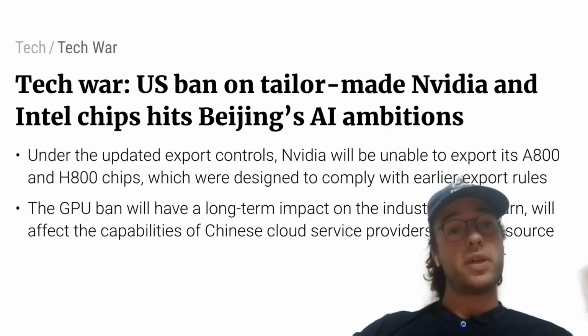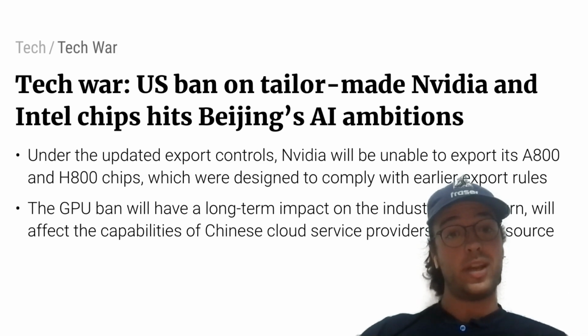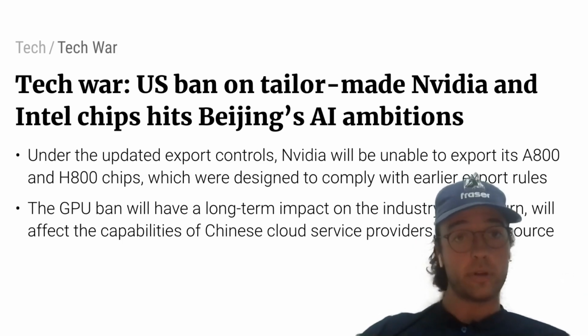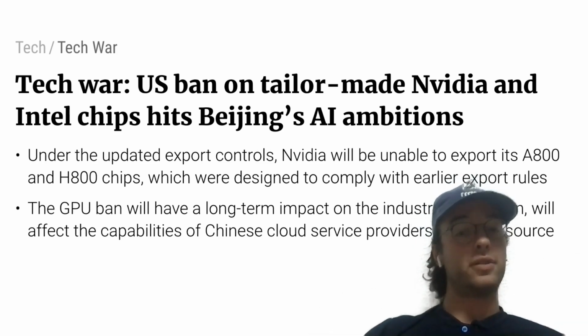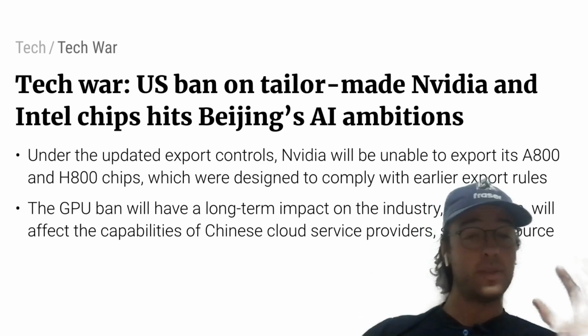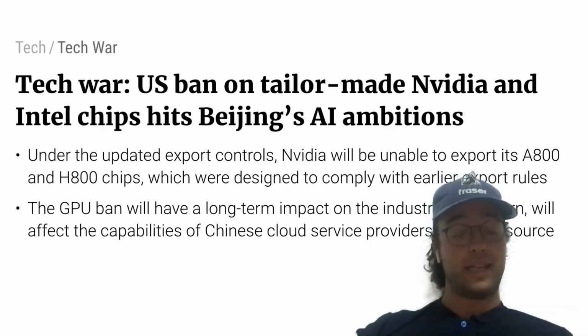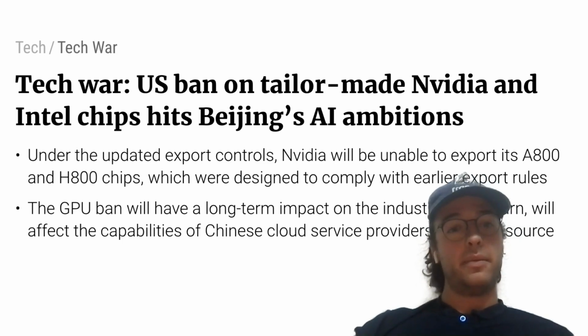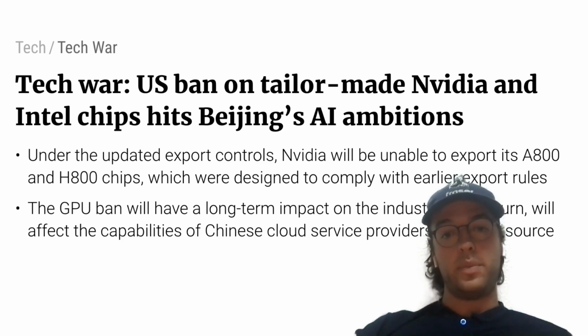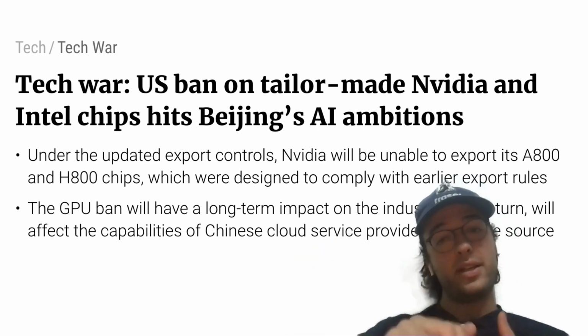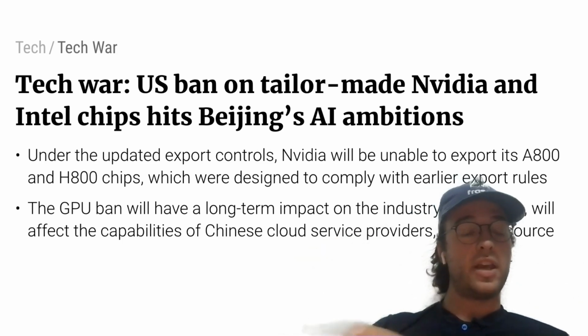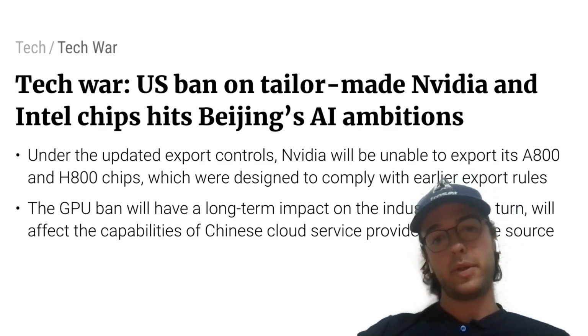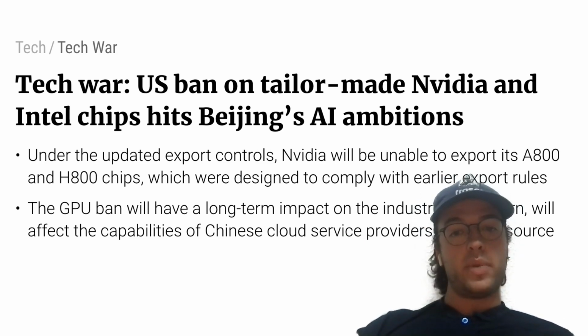Last piece of news here: the US just expanded export restrictions to China on chip manufacturers. Basically, it's a ban on tailor-made NVIDIA and Intel chips that were going to go to Beijing. The US put in these trade restrictions a while back, and then NVIDIA and Intel said, we still want to sell to China, so we're going to develop some new chips that fall within the US regulations. Then the US just expanded the restrictions, so NVIDIA and Intel have to scrap the chips they've been developing to sell to Beijing. This is set to have a significant impact on tech giants in China like Tencent and Alibaba. There's certainly going to be some long-term impacts here.